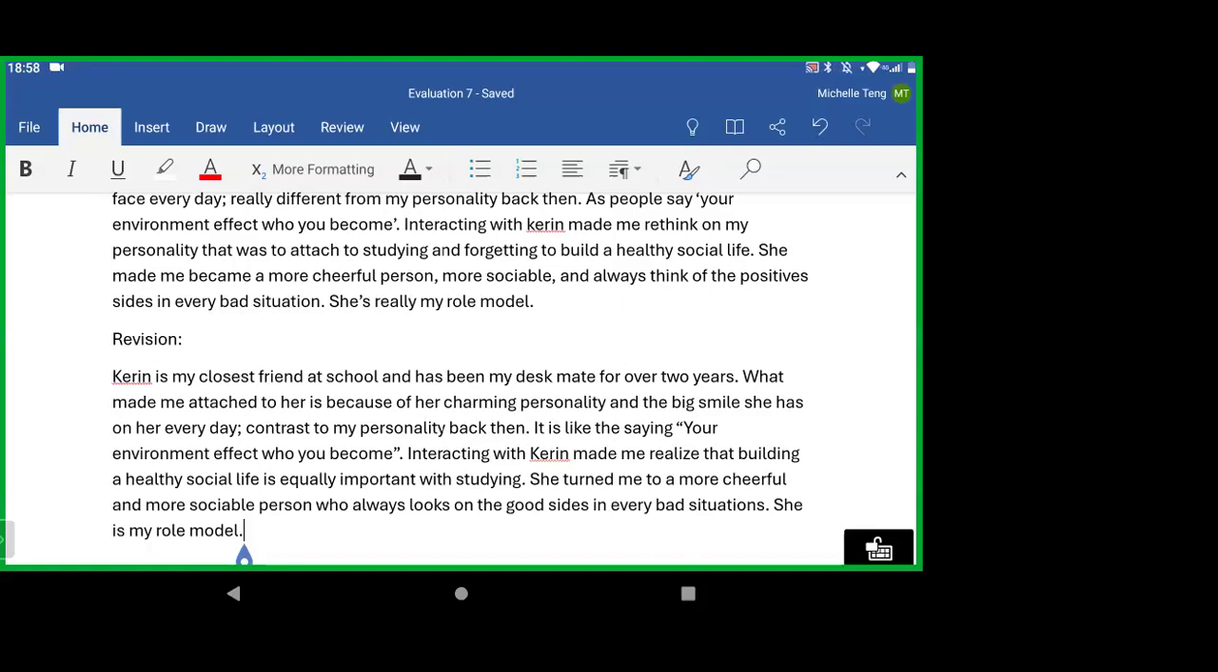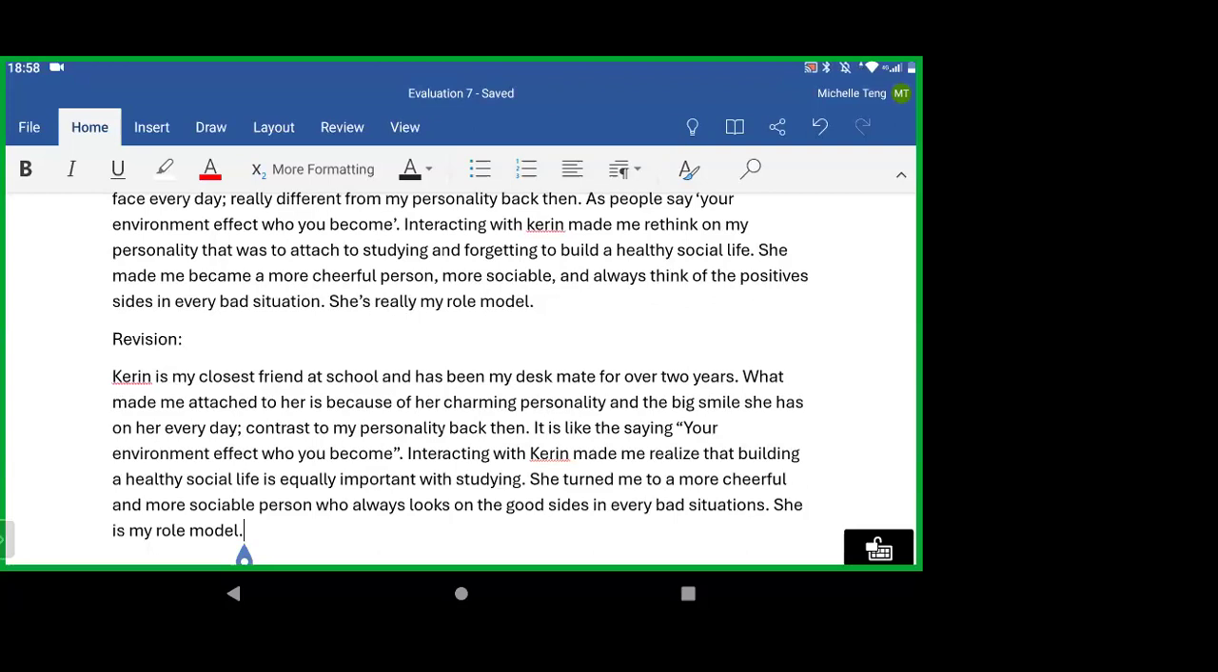So why did I change the word person after the word sociable? I was trying to emphasize more cheerful and more sociable. We're trying to make this balance, and then add person at the back. So the person you are now is more cheerful and more sociable. So it sort of has two adjectives to it. Anyway, and always think of the positives.